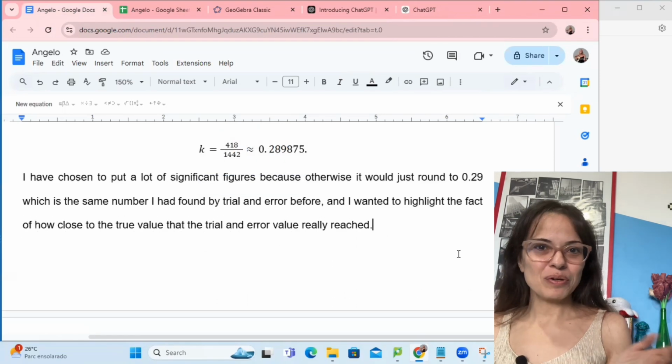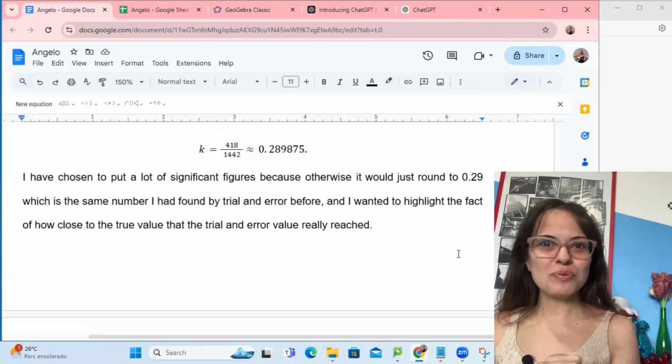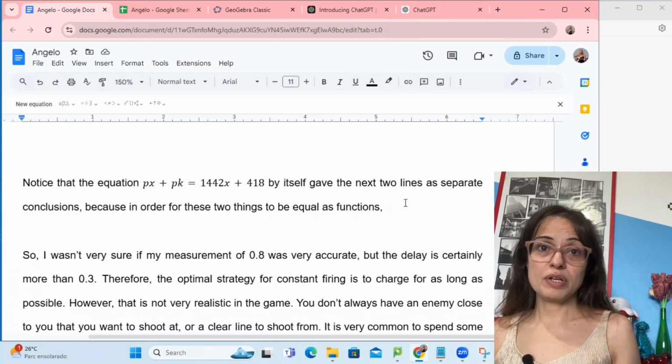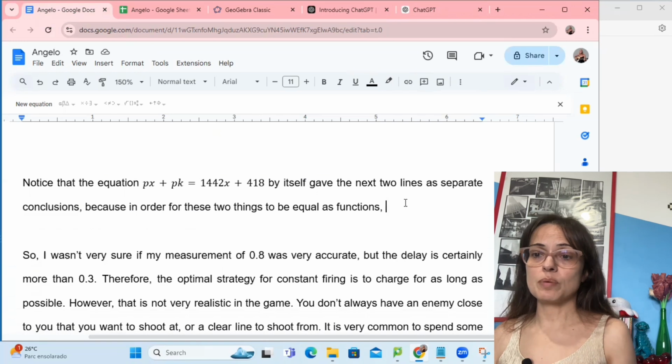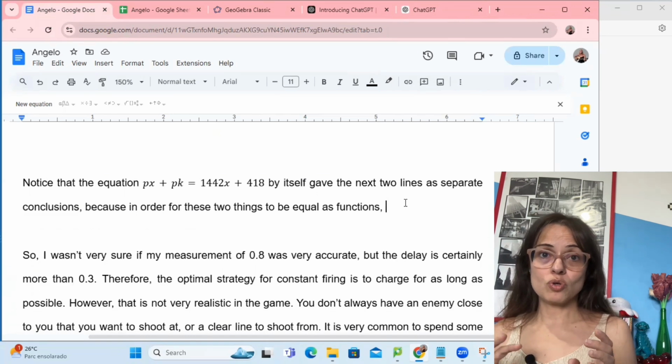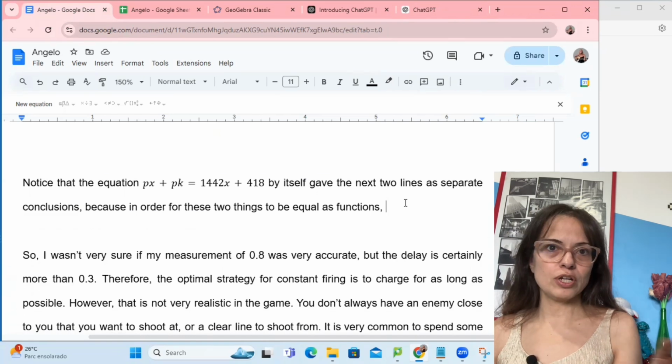So here's a sentence about how close they really are. Here's that comment that I was making before, that the equation by itself gave the next two lines as separate conclusions. And I'm just going to more or less type what I told you about it.